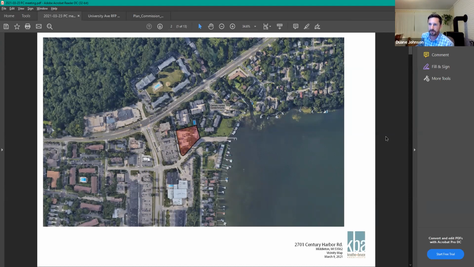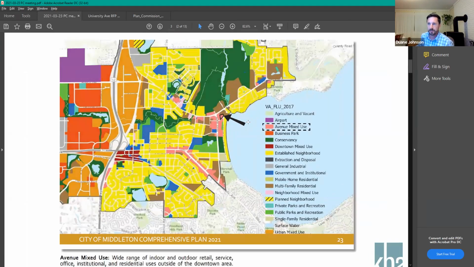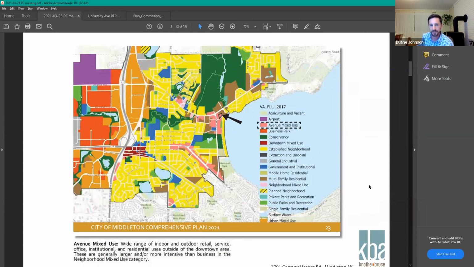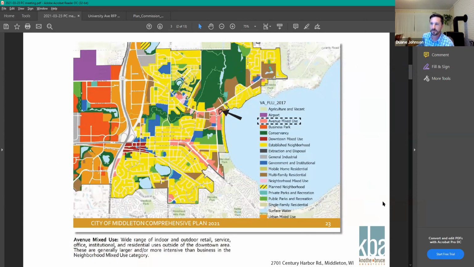The site, along with some of the surrounding sites, as Abby had mentioned, is zoned PDD. As Tim had mentioned, we feel the site is ready for redevelopment and that it is a great infill site that can help address the housing needs in Dane County and place residents close to nearby restaurants, shops, and parks. This is a screenshot from the recently adopted comprehensive plan showing future land uses. We are the site at the end of the arrow that is within an area designated as Avenue Mixed Use. Down at the bottom, there are also some of the definitions for Avenue Mixed Use, which in part says that these are generally larger and more intensive than business in the mixed use category. Next slide, please.